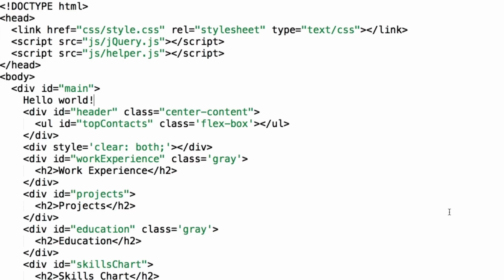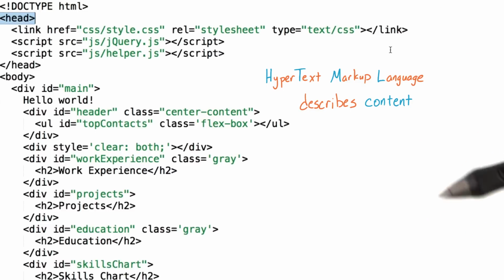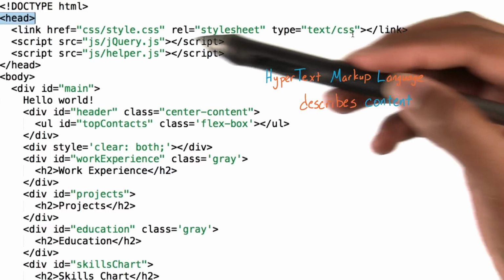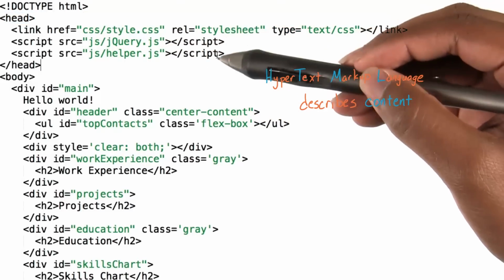Let's start with index.html. Don't worry, HTML is pretty simple. It describes the content and layout of elements on a web page. We'll be comparing what we see here to the website. In this top section, we see the page's head tag defined. We'll often find CSS and JavaScript links like these here.